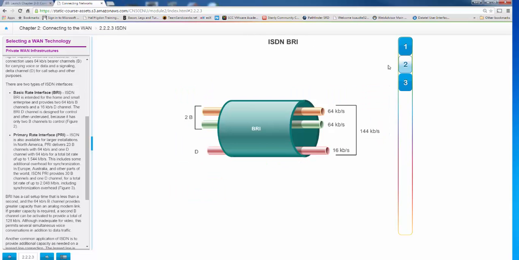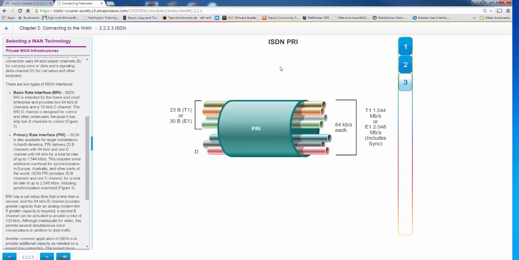ISDN does come in two flavors. One is ISDN basic rate interface, BRI, which is 2 B or bearer channels that are 64 kilobits per second, and then one delta or signaling channel that is 16 kilobits per second. The other is primary rate ISDN, which is 23 B channels, the same size, 64 kilobits per second, and 1 D channel, which gives you the speed of a T1, basically 1.544 megabits per second.